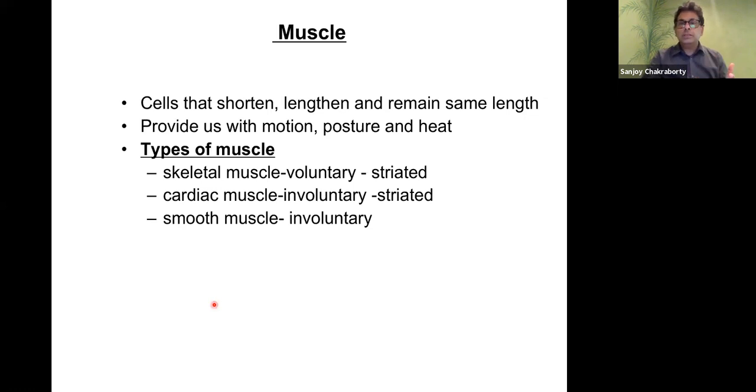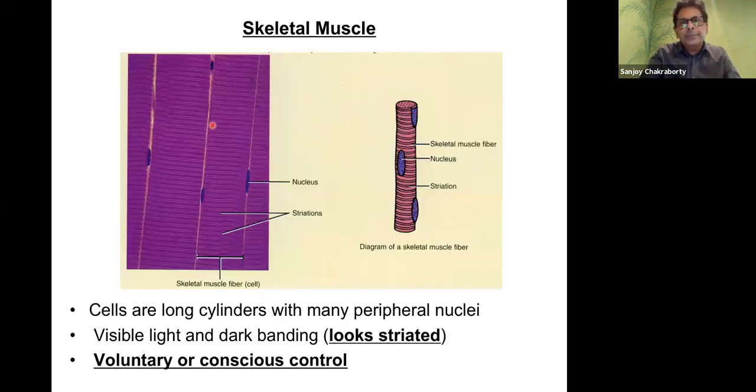As far as the look is concerned, skeletal and cardiac both appear in a banded pattern, like a stripe, like my shirt: dark band, light band, dark band, light band. That's why they are called striated muscles. So this is the pattern. That's skeletal muscle. Skeletal muscle is made of cylindrical cells, all with the stripe pattern. Again, detail is not required right now because we are going to learn that in the muscle chapter.